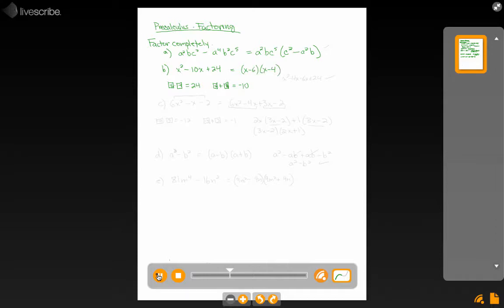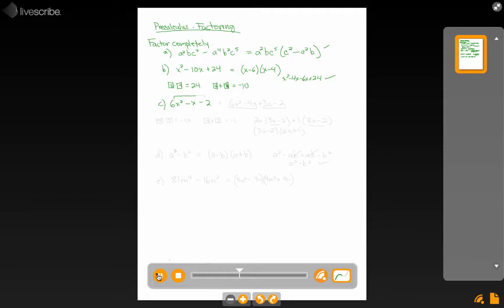If you're not sure in any kind of factoring, you can always multiply your factors back together and see if it ends up giving you what you had expected. In this case, you get x squared minus 4x minus 6x plus 24, which is x squared minus 10x plus 24. The same was true above. If we would have multiplied it back together, we would end up with the original expression.